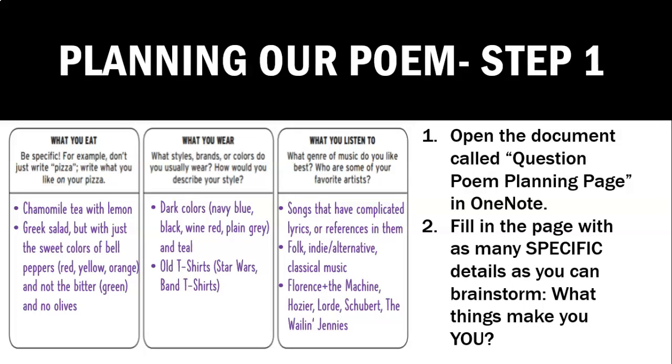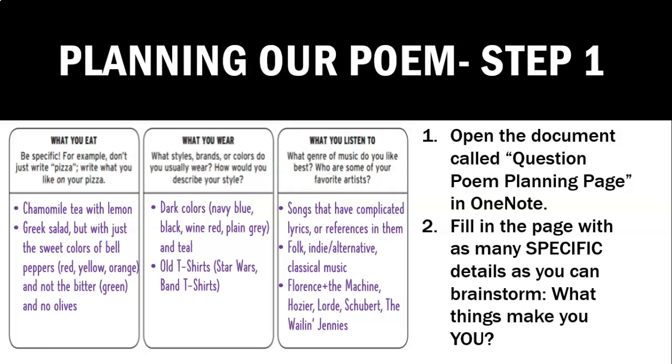So this is my example. Where it says what you eat, it says be specific. For example, don't just write pizza, write what you like on your pizza. So some things that I put in what you eat. For me, I put chamomile tea with lemon. I don't like my chamomile tea unless it has lemon in it. I need something to kind of balance out the flavor.